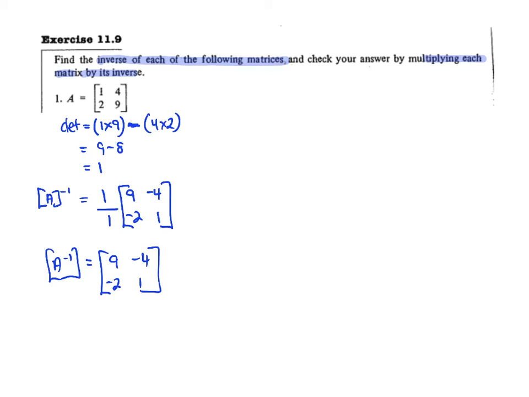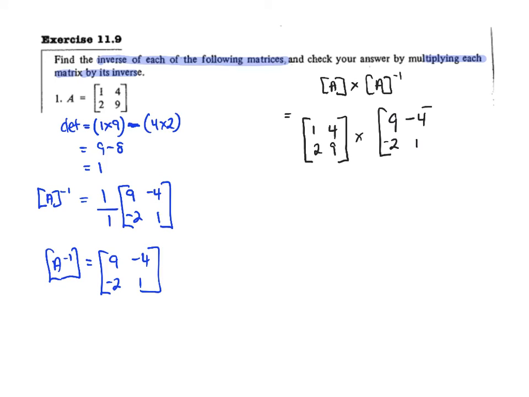So the second part, what they want me to do is multiply A with its inverse and check my answer by multiplying. What should I get when I multiply those two together? I should get the identity. I should get ones. So let's practice our manual multiplication, because that's probably one of the harder bits I said. So I've got 1, 4, 2, 9. I'm going to multiply it by 9, -4, -2, 1.